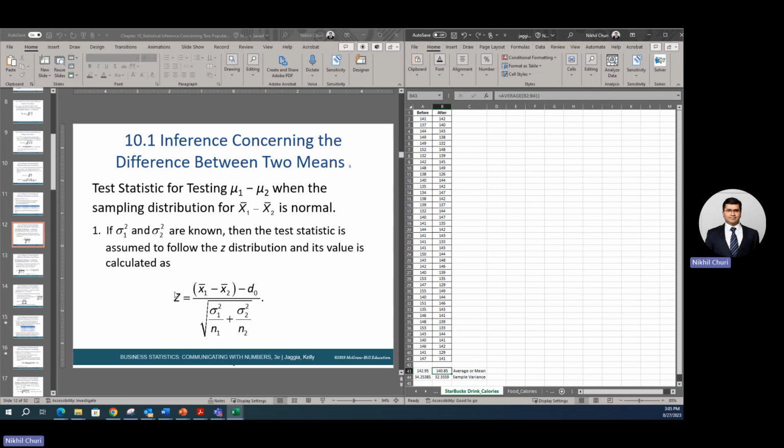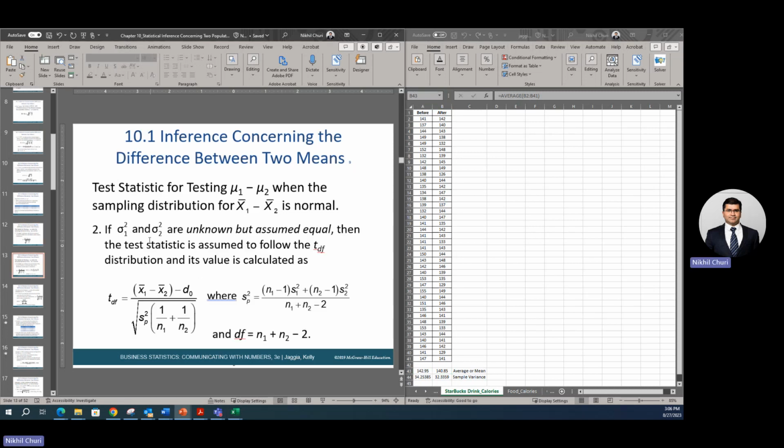So technically you are looking at z equals x1 bar minus x2 bar minus 0, divided by the square root of sigma 1 square upon n1 plus sigma 2 square upon n2. Here also x1 bar, x2 bar, n1 and n2 can be found here. And since in the first case sigma 1 square and sigma 2 square are known, you can calculate the z.